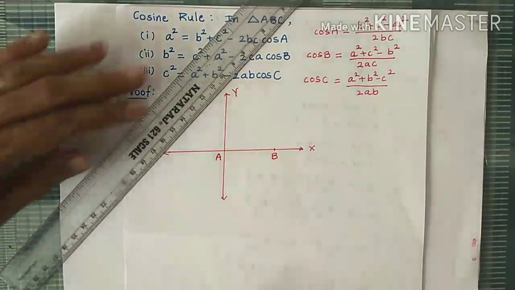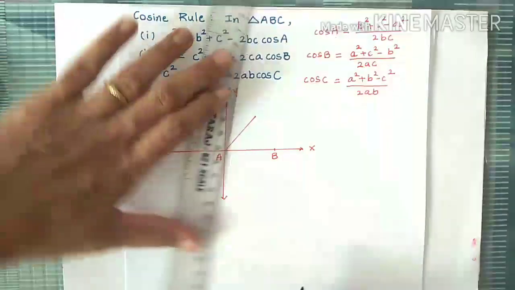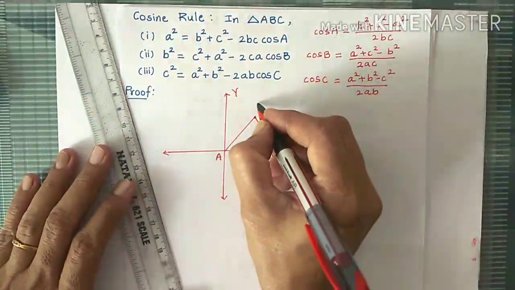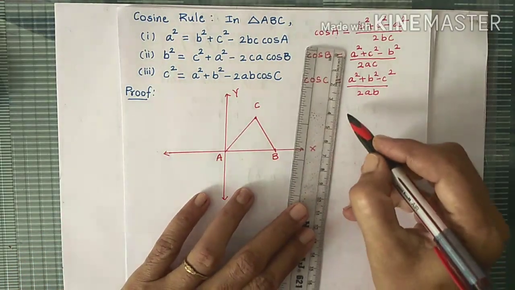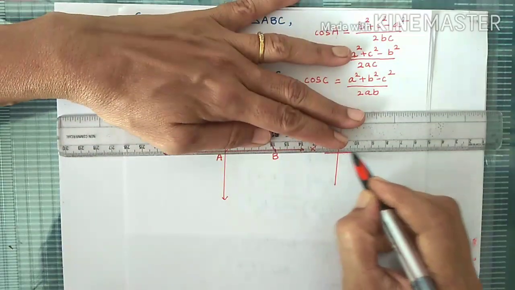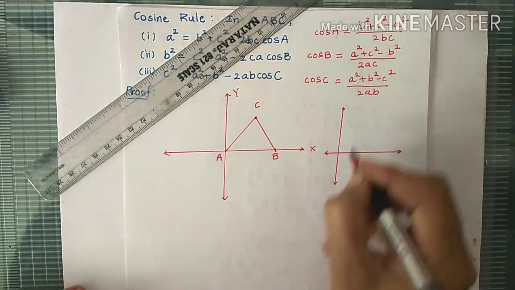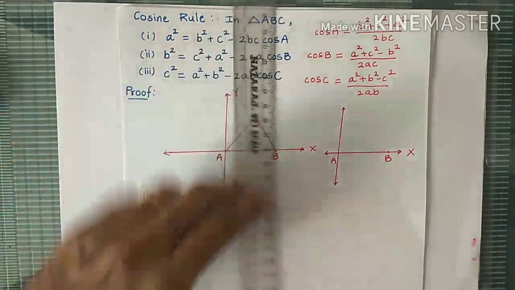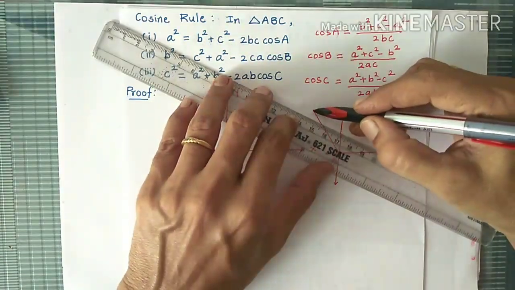So C may lie in the first quadrant or in the second quadrant. I am drawing C in the first quadrant. So this is triangle ABC. If A is an acute angle, then C lies in the first quadrant. And if A is an obtuse angle, for example like this, in that case C lies in the second quadrant. So if vertex A is at the origin and AB is along the positive x-axis, and A is an obtuse angle, we will have the triangle like this.